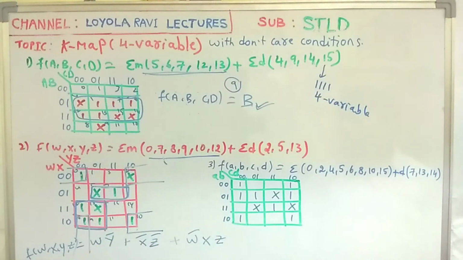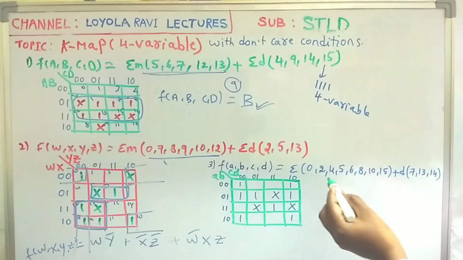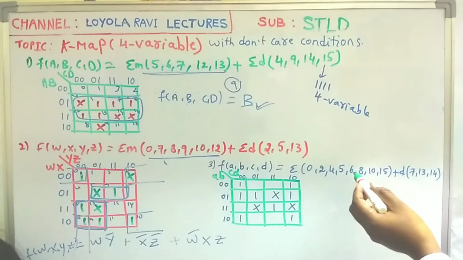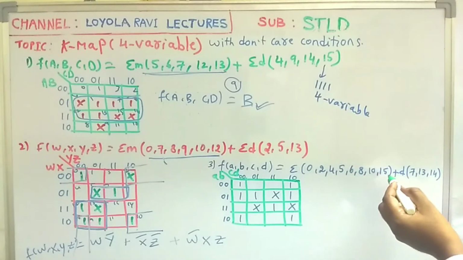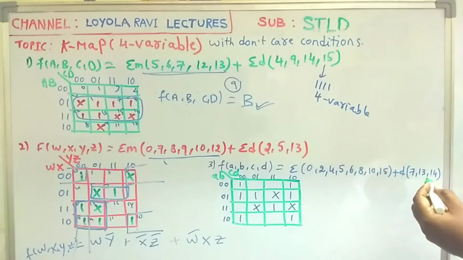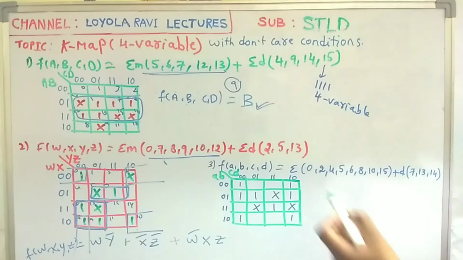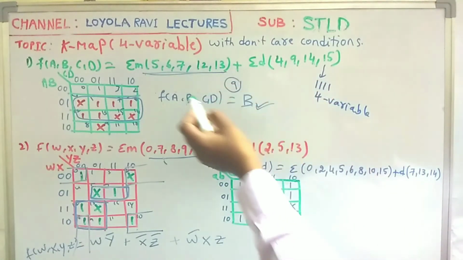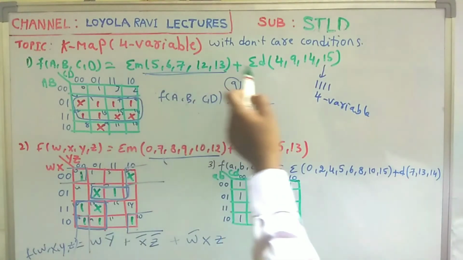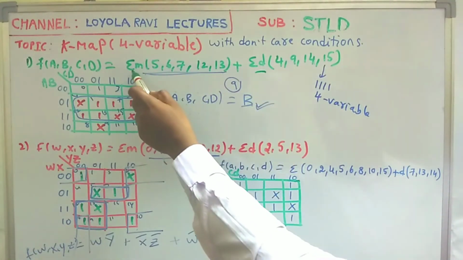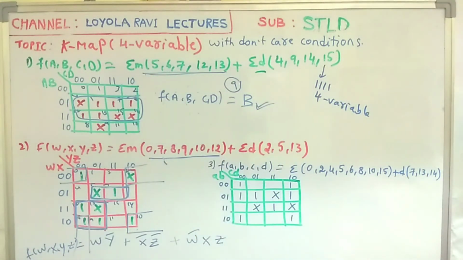Like this we have to check all the min terms. Then go for another example. For your understanding purpose I am giving all those. F of ABCD is equal to sigma 0 2 4 5 6 8 10 15 plus D of 7 13 14. Sigma means SOP, min terms. D means don't cares. You may write sigma D, otherwise sigma M or sigma, no problem.